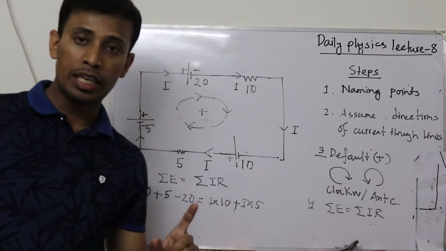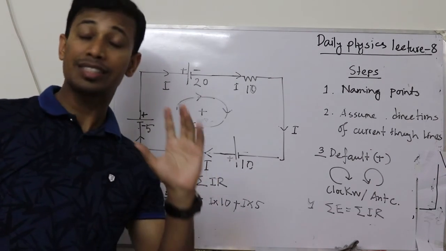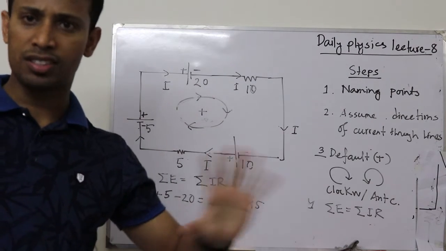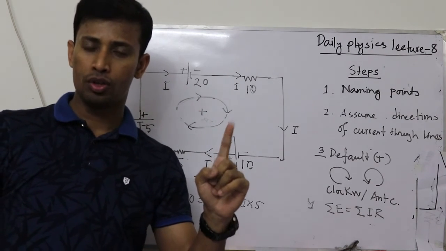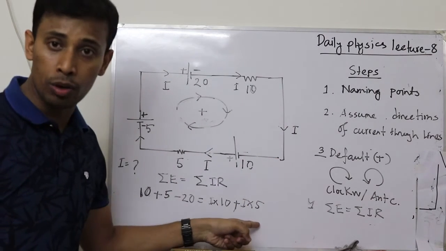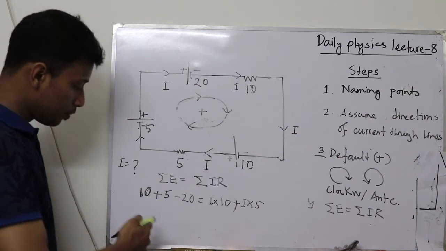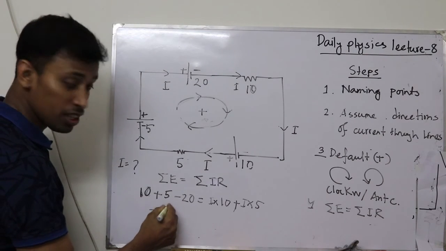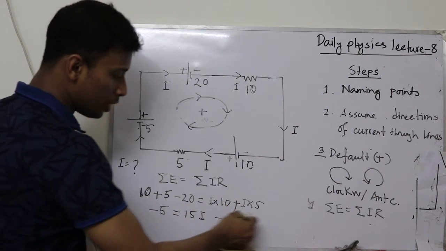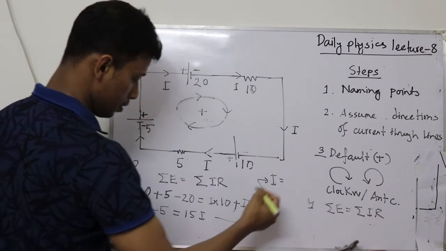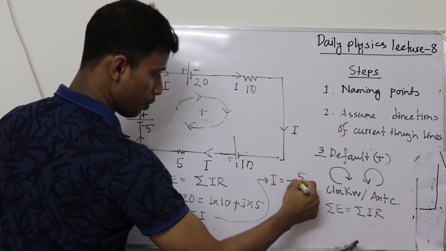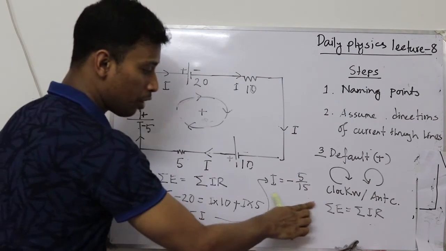In the series circuit, in the single loop circuit, as we have one line, how many resistors doesn't matter, we have only one current flow. So it is better to assume the direction of current flow and positive direction the same, so that all current will be positive. Now if I solve it, at the left side we have -5 and at the right side we have 15I. Which means I is equal to minus 5 by 15.